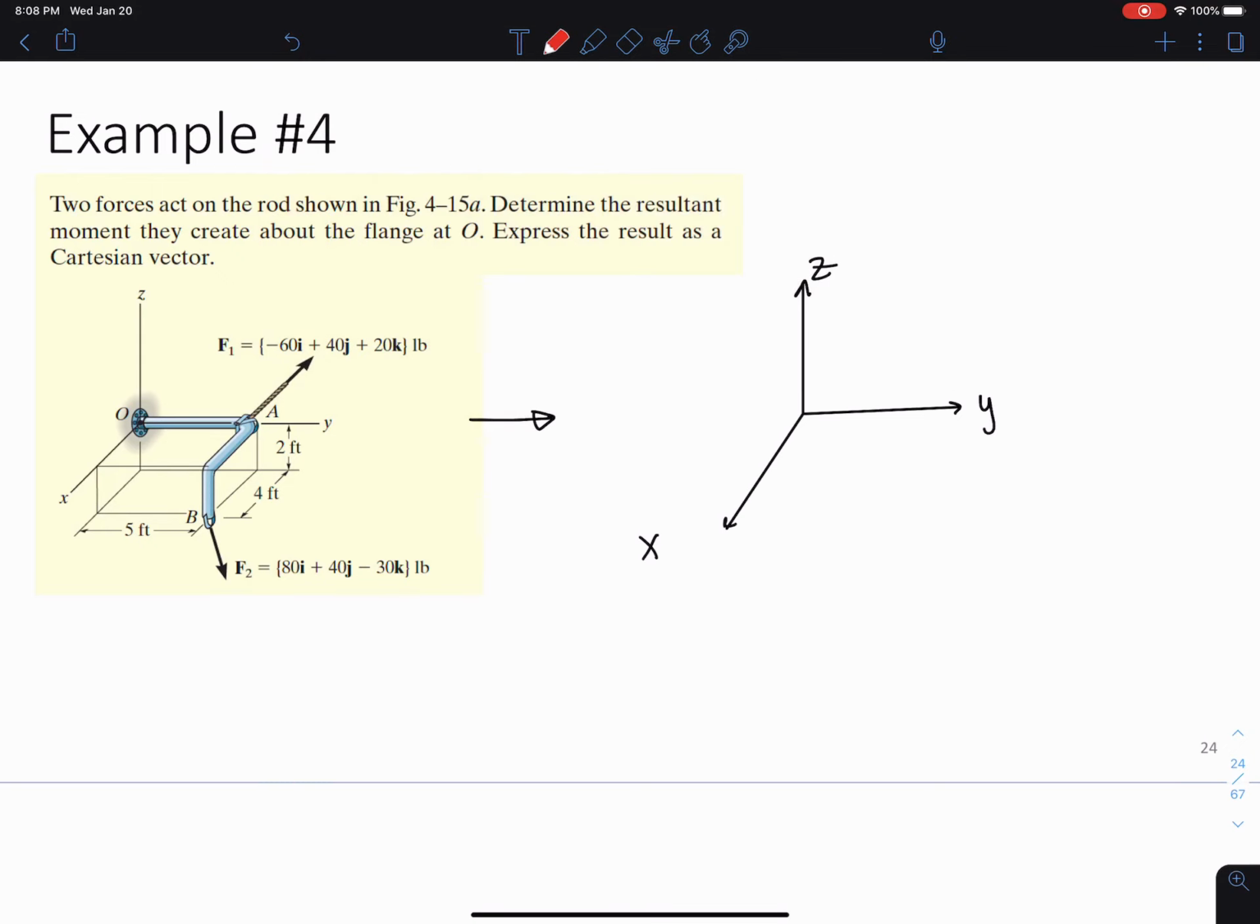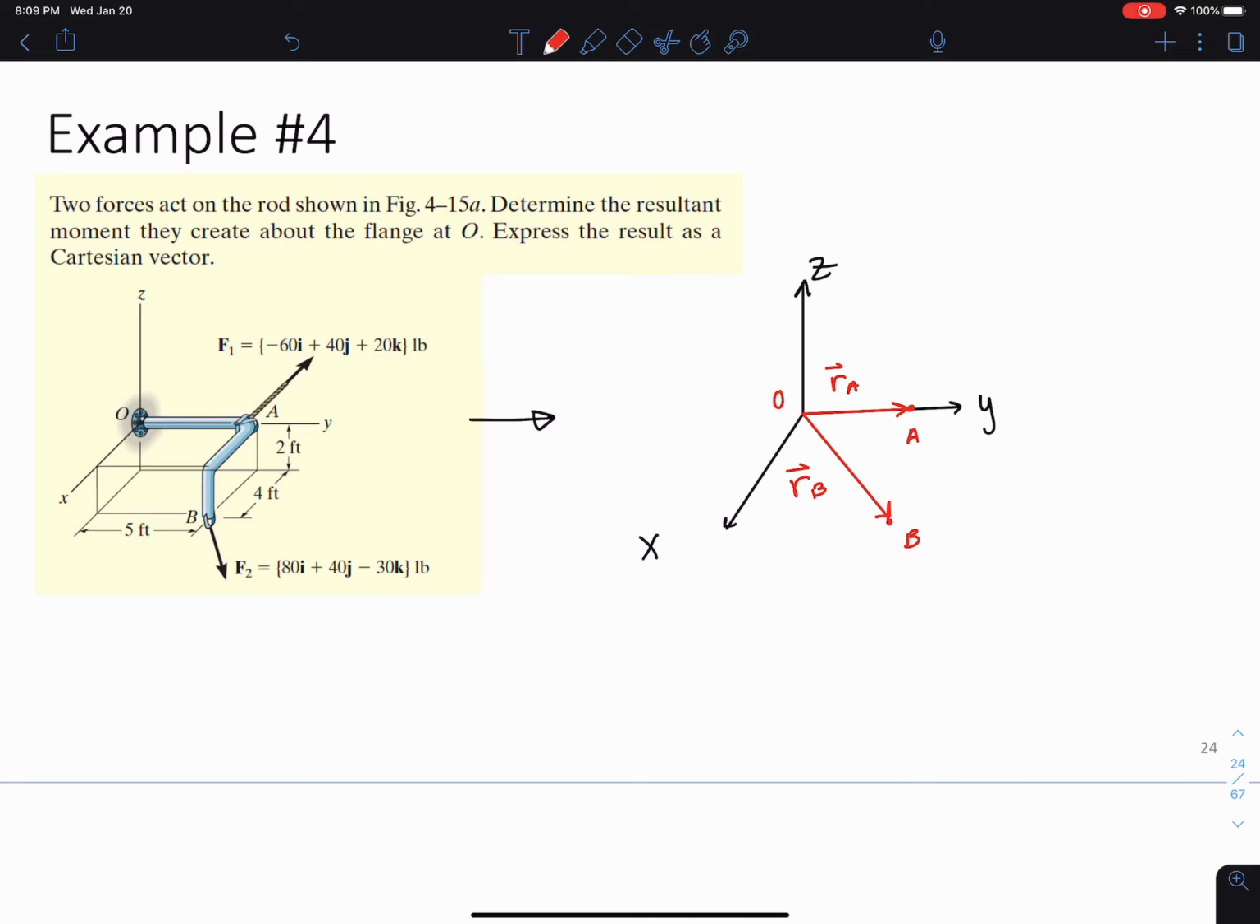Okay, so point A is located directly on the y-axis. That means to get to point A, I would have some position vector that I'm going to call RA from my origin at point O. And then I have point B somewhere around here, right? I'm given the x, y, and z coordinates of that point, which I'm going to use to generate that RB vector.